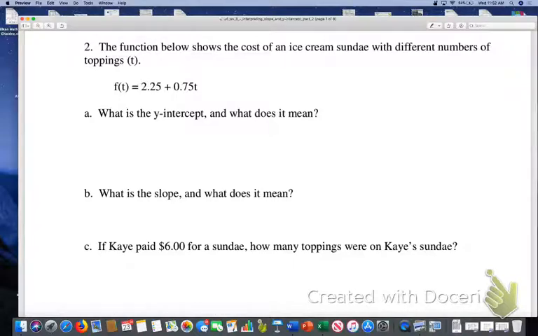T. So before you get started on any of these, you should always define. T stands for what? Toppings. And that's like our X. And what is my F of T? What does it represent? Ayla? The cost for the Sunday. The total. Total cost. Yeah, total cost.